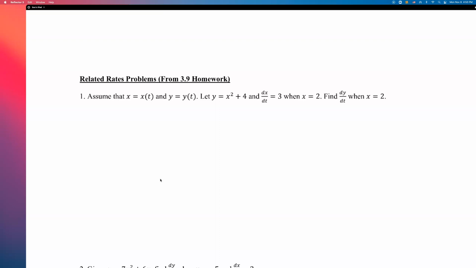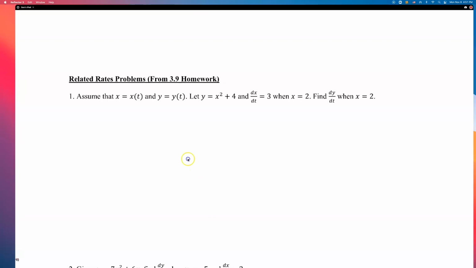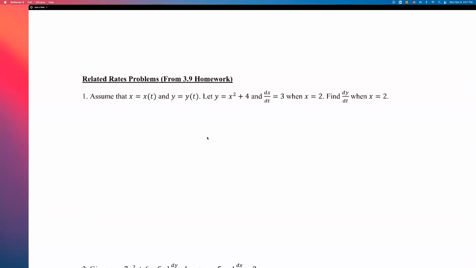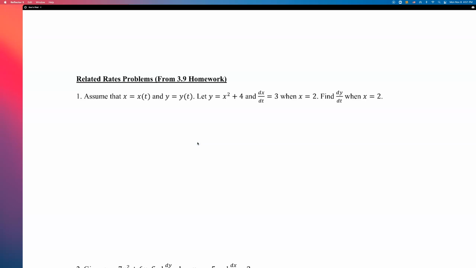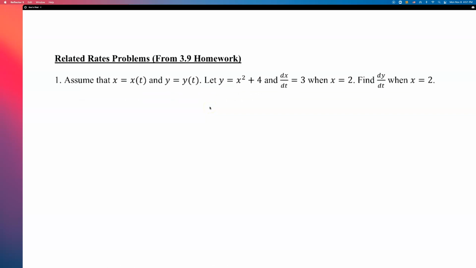We're going to go over a couple of related rates problems from 3.9 homework. They're very similar. You start with differentiating the equation they give us, and we're going to use implicit differentiation from section 3.8. We're going to learn about that this week, so this lesson comes after that. Once you differentiate the equation, you just have to plug in all the numbers they give you and then find the answer. So here's the first one.